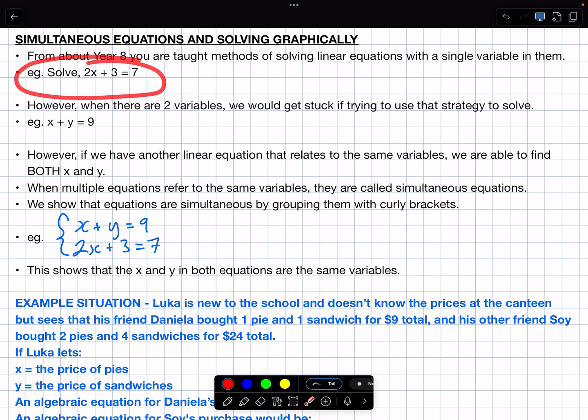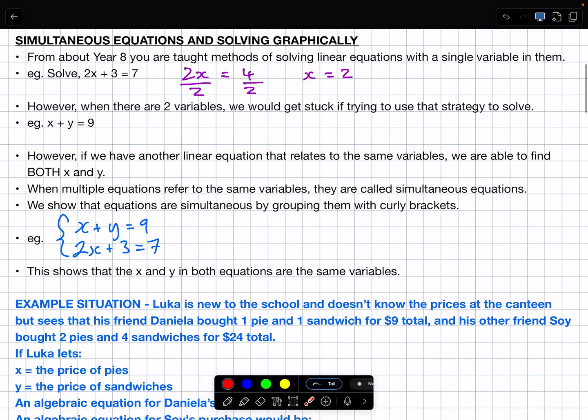So how would we go about solving this? 2x plus 3 equals 7. How would I get rid of the plus 3? What's the opposite of adding 3 to something? So you would be able to do that. 2x plus 3, take 3 is going to be 7, take 3 is going to be 4. That's the first step. What's the 2 doing to x? Timesing. So you divide both sides by 2. So x is going to be 2. You can solve that. However, when you have 2 variables, you would get stuck with that strategy.